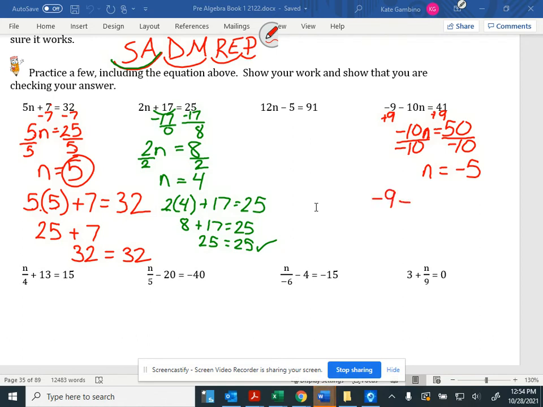So negative 9 minus 10 times negative 5 equals 41. First thing I'm going to do is my multiplying. 10 times negative 5 is negative 50. Negative 9 minus negative 50 equals 41. Remember, when we're subtracting a negative, you're adding the positive. Negative 9 plus 50 equals 41.